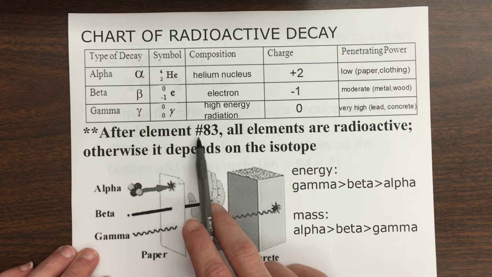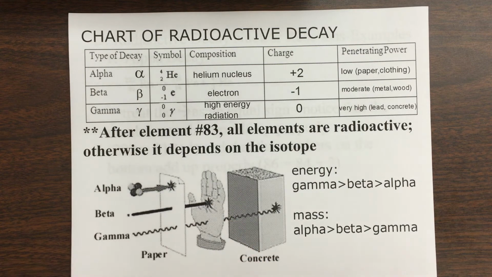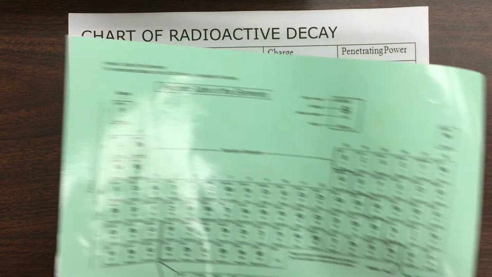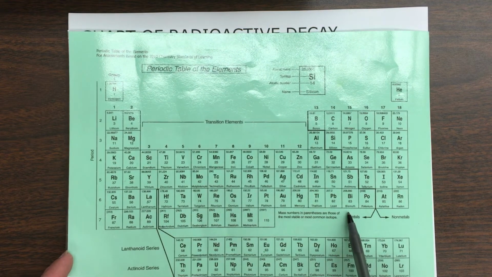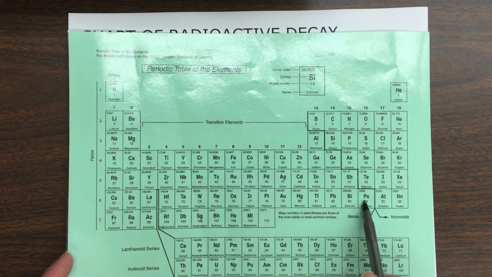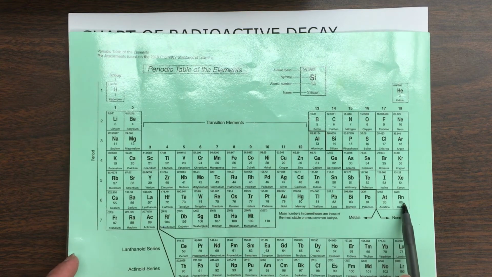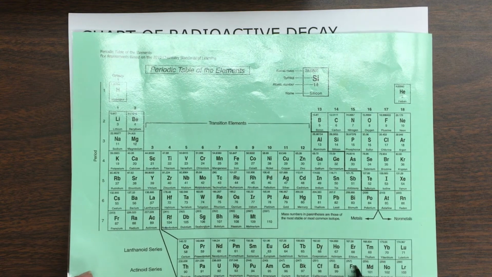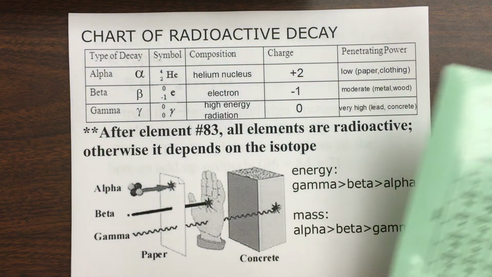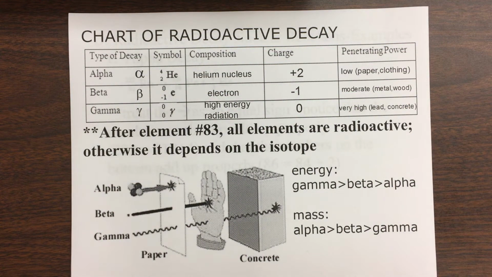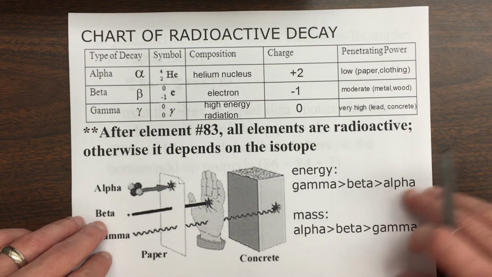One other note I want to make, after element 83, so looking at our periodic table, from polonium and on, all elements are going to be radioactive. Before that element, it depends upon the isotope. For instance, carbon-14 only has an atomic number of 6, but it has too many neutrons, so it will undergo radioactive decay.